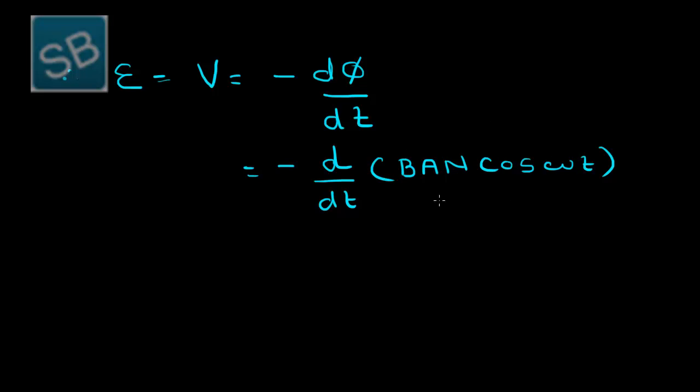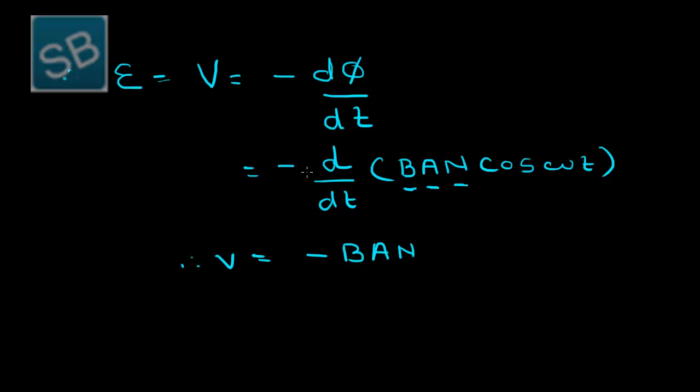Now see, which are the things that are constant with respect to time? That means they are not changing with respect to time. So they are magnetic field induction, area, and the number of turns. So I am taking these quantities outside the differentiation. Therefore V is equal to minus BAN.